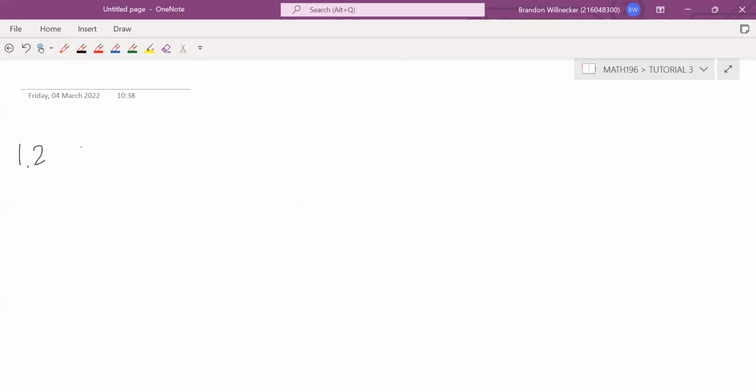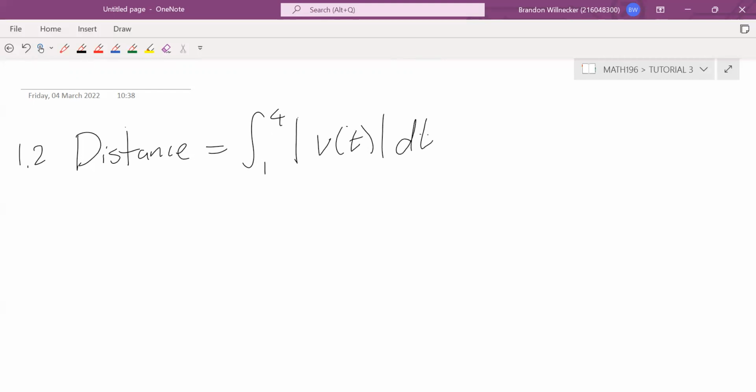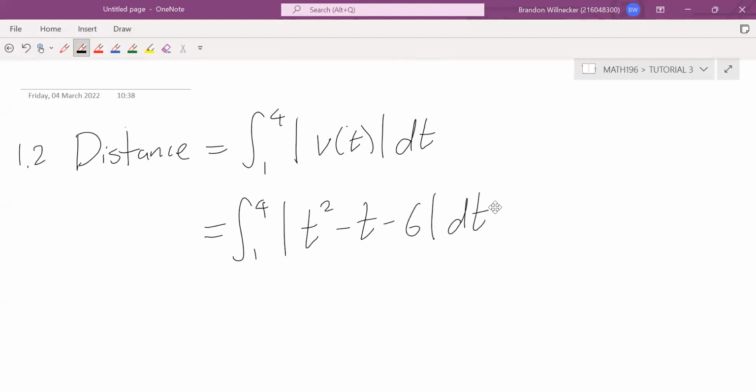So this is 1.2. The distance is equal to the integral from 1 to 4 of the absolute value of the velocity with respect to time. The absolute value of velocity, remember, was the speed, and the integral of speed gave us the distance. So this becomes the integral from 1 to 4 of the absolute value of t squared minus t minus 6 dt. Now we have to deal with this absolute value.